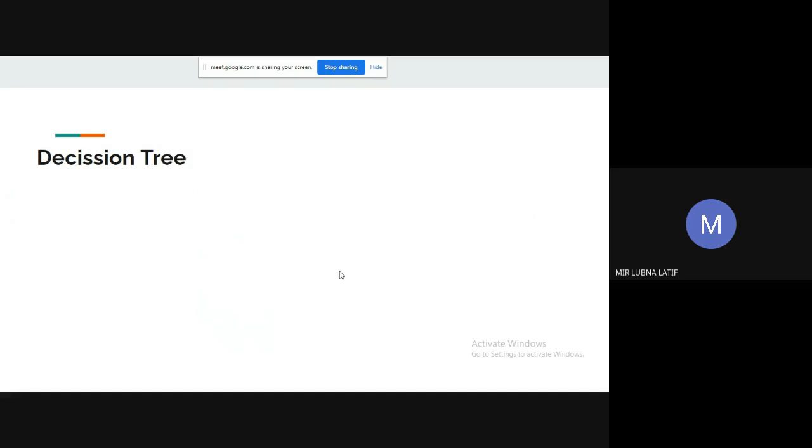Okay. After that, I can also use the decision tree. What is a decision tree?